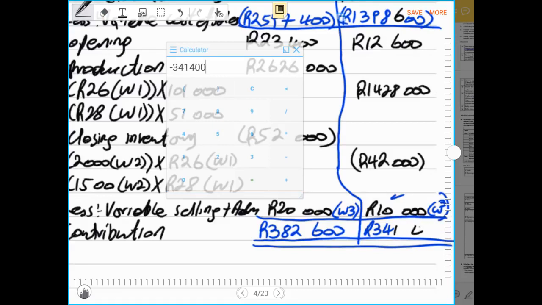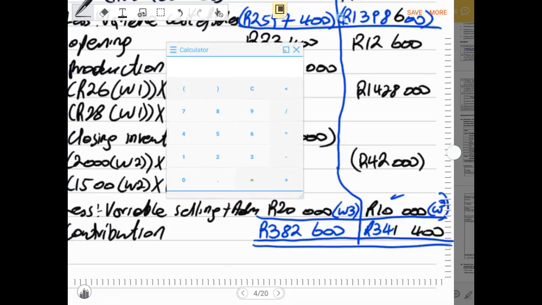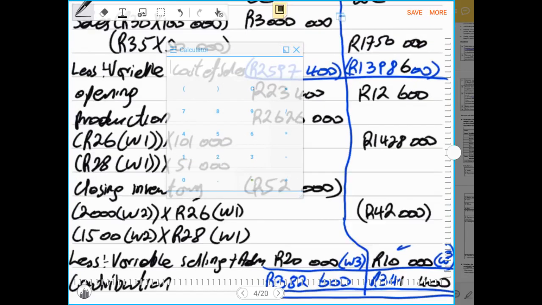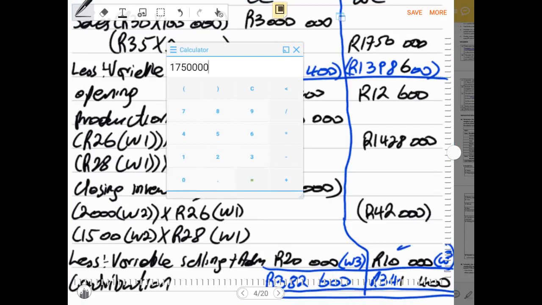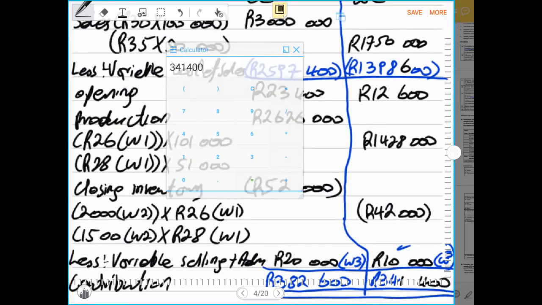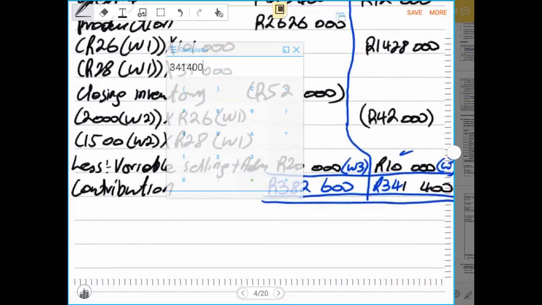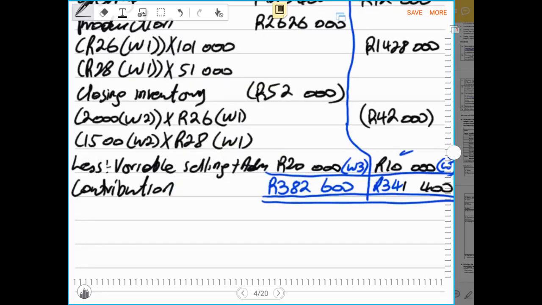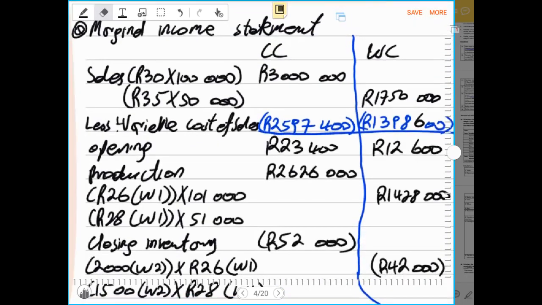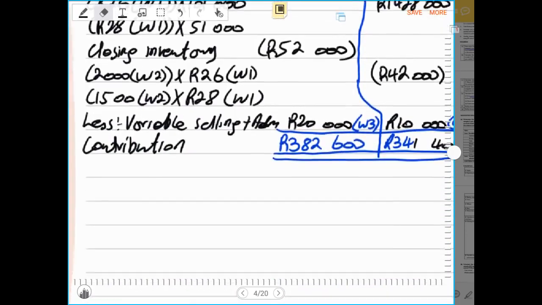341,400. It's always very good to confirm the calculations, because sometimes we might make mistakes. So we have 1,750,000 minus 1,398,600 minus 10,000, 341,400. So this will be 341,400 rands as our contribution at the end of this period. Then now from here we have responded wholly to requirement number A.